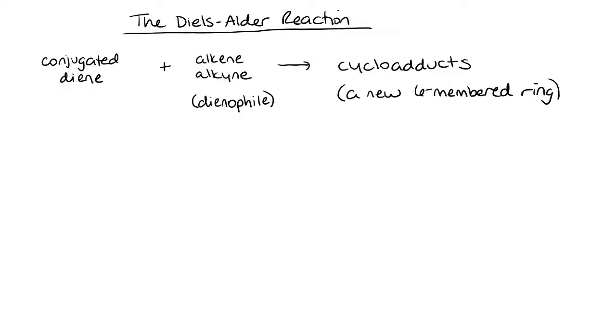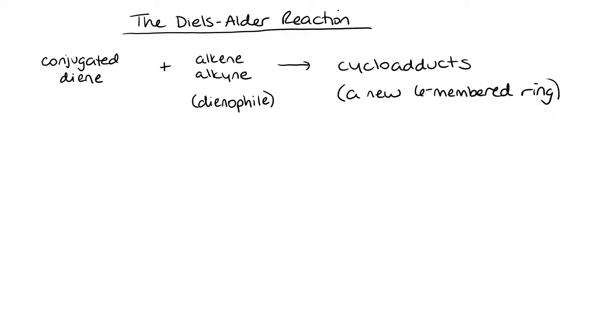The Diels Alder reaction is a famous reaction that involves conjugated dienes reacting with alkenes or alkynes, anything with a pi bond. These are known as the dienophiles. So this term dienophiles means diene loving. Now when these two react with one another, they create products that are known as cycloadducts. And specifically, these cycloadducts are going to create a new six-membered ring.